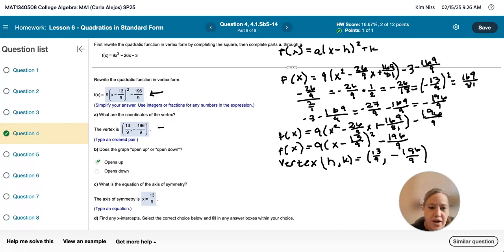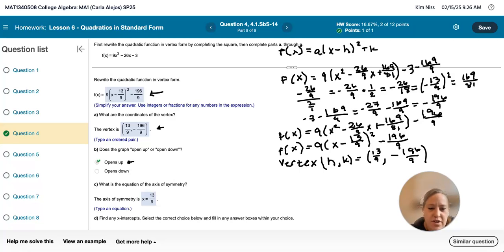And that is how we got our vertex. So does the graph open up or open down? Really, that is just a matter of evaluating your a value. If a is greater than 0, then it opens up. If it's less than 0, then it opens down. Because we don't have a negative in front of our a, it opens up. And so that's how we got that it opens up.